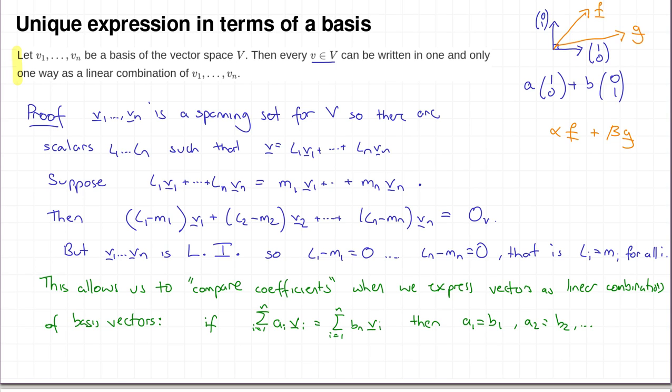If v1 up to vn is a basis, in fact you only need it to be a linearly independent set, then you can compare coefficients in this sense.